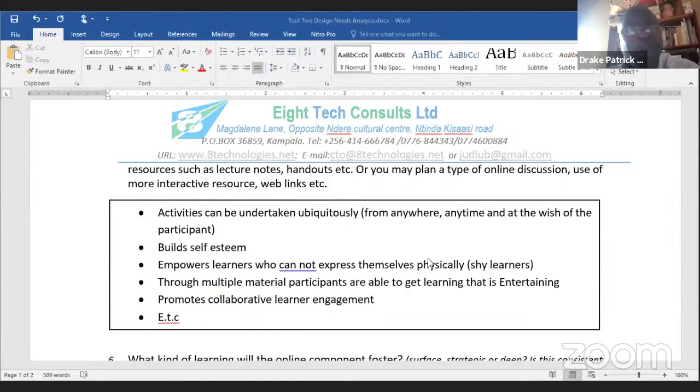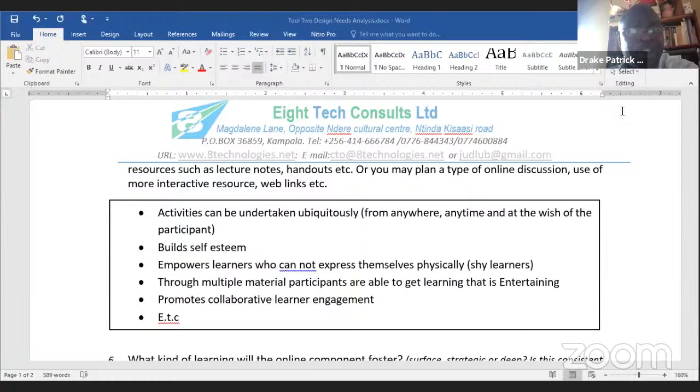But also, online allows the building of self-esteem. Some learners have weak self-esteem and they don't express themselves in the physical environment. But when they are given a remote tool, they are able to actually participate. Participation over time builds their confidence and they build their self-esteem. Online empowers learners who cannot express themselves physically, like shy learners, to actually express themselves and become active participants.